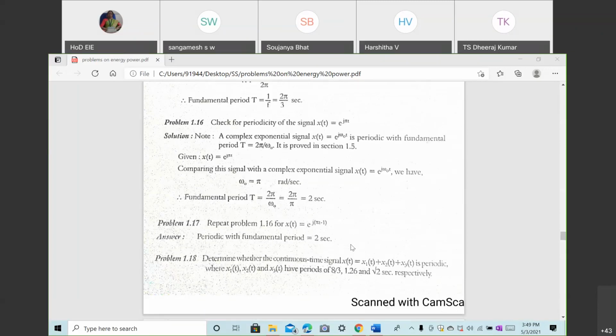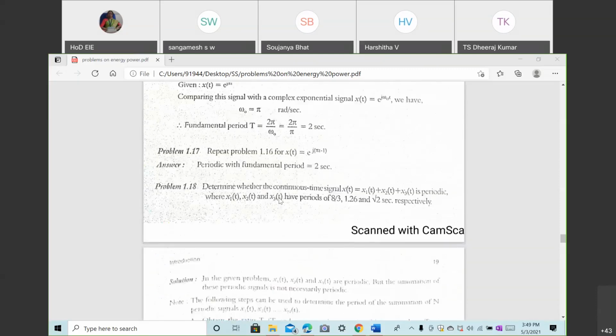Then this signal you can work out, x of t equal to e to the power j within bracket pi t minus 1, is periodic with fundamental period 2 second. You have to get the answer 2 second.